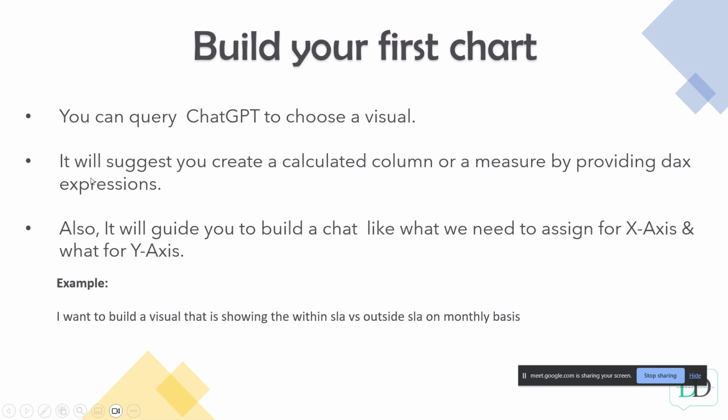It will suggest you create a calculated column or measure by providing DAX expressions. Also, it will guide you to build the chart, like what to assign for the x-axis and what for the y-axis. Here is a sample. I want to build a visual showing within SLA versus outside SLA on a monthly basis. Here I haven't described any visual. Let us check whether ChatGPT suggests the correct visual or not.